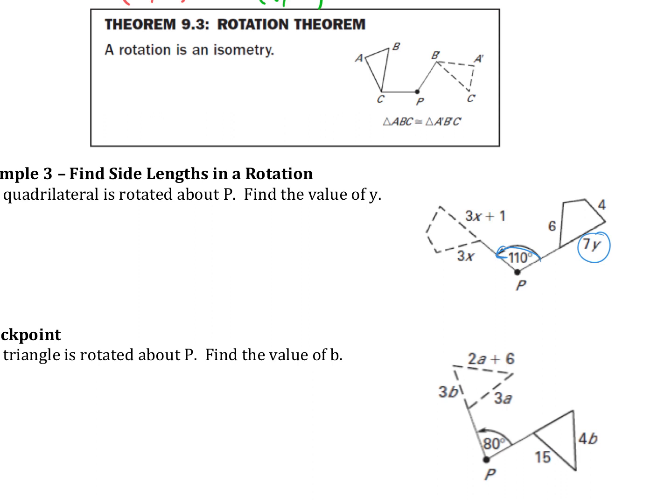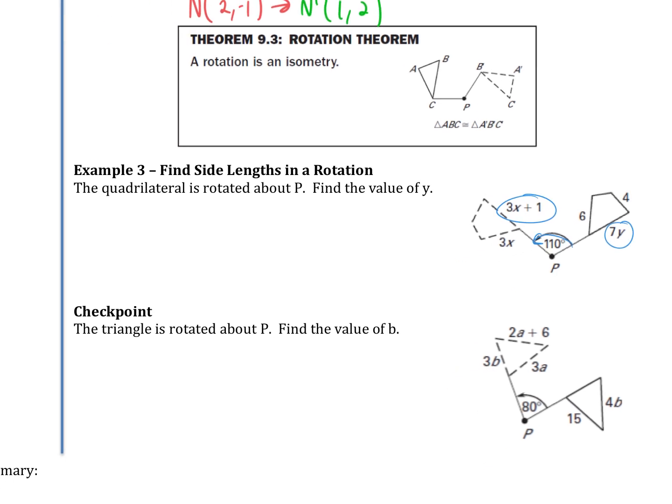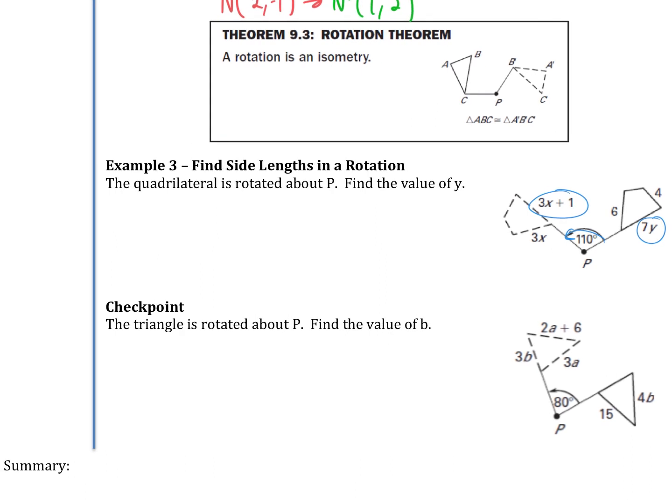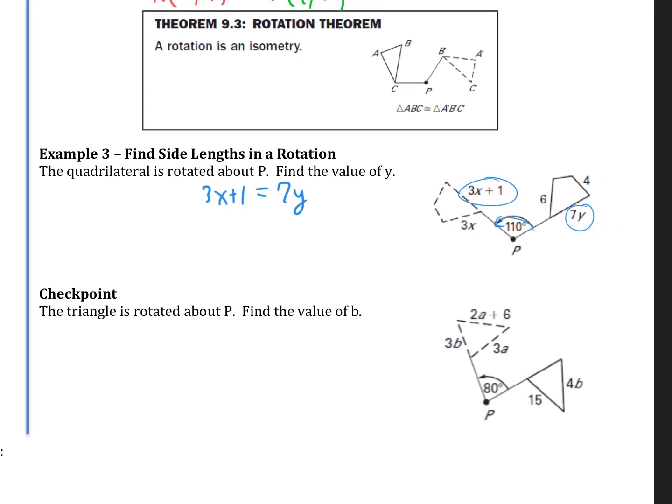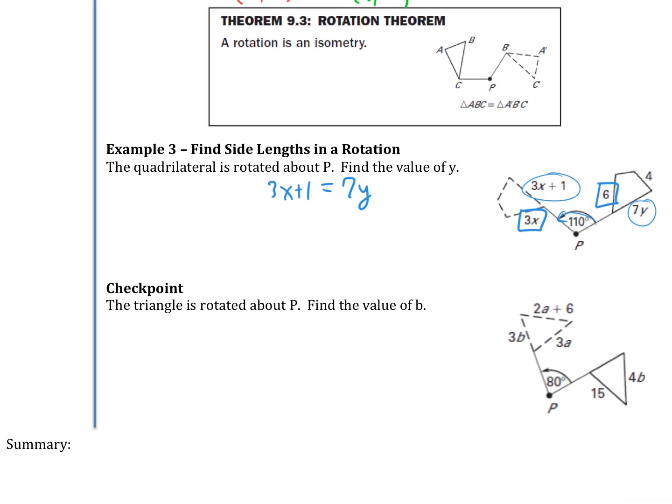Now if we rotate this shape 110 degrees, right? Which side matches with 7y? Is it 3x plus 1 or 3x? Well, if you look here, it's actually going to be 3x plus 1, okay? So these two are going to match up, right? So we're looking for the value of y, all right? So we know that 3x plus 1 equals 7y, okay? If you said 3x, that'd be fine, but 3x doesn't match with 7y. It actually matches with 6, okay?